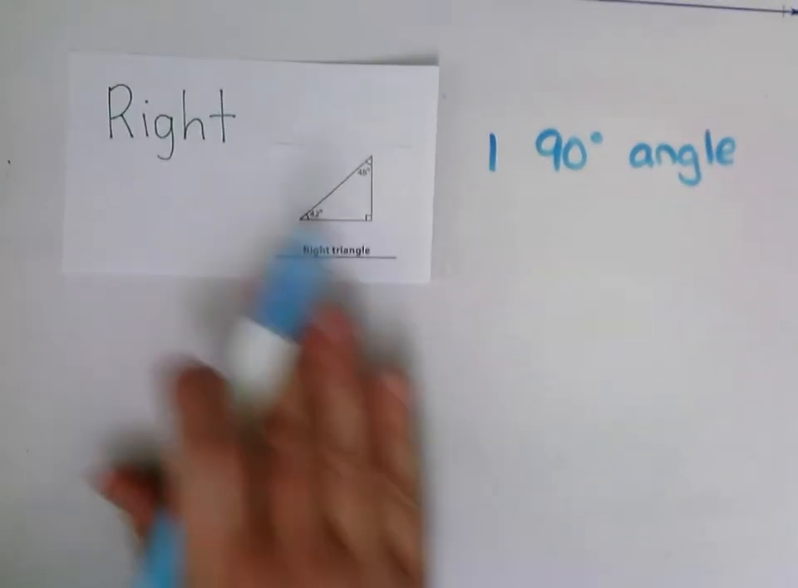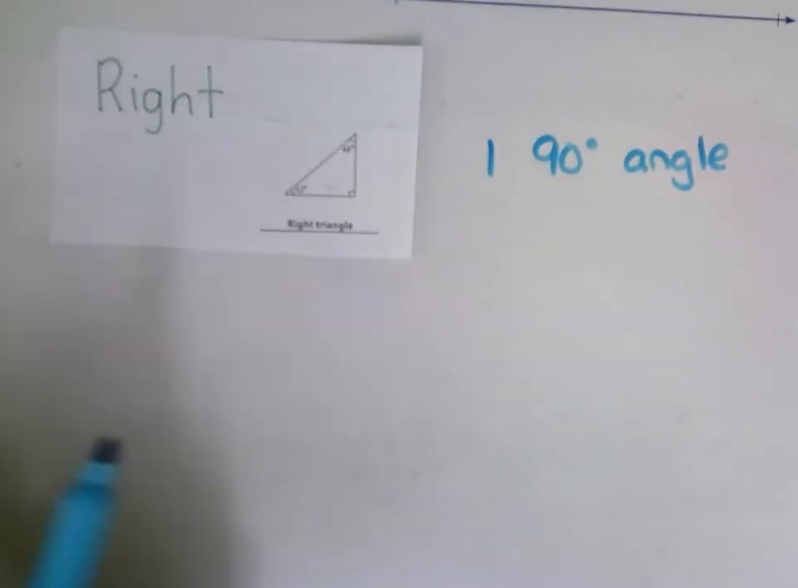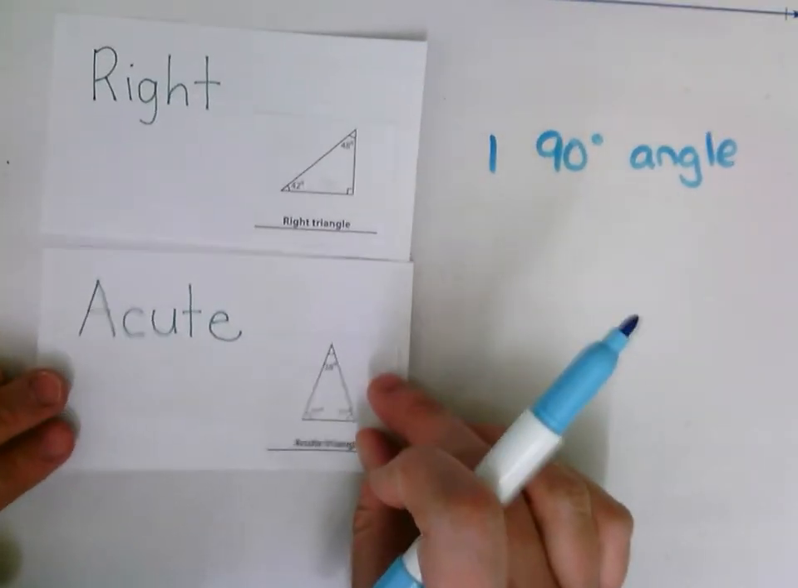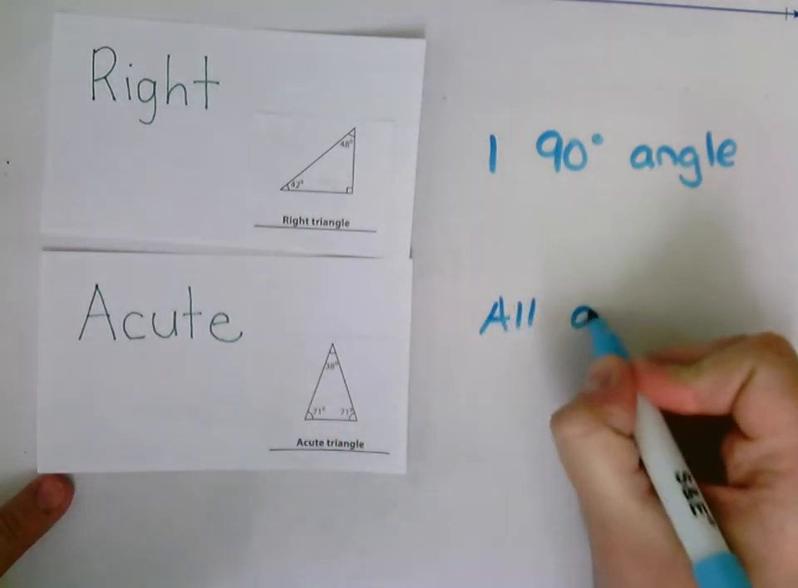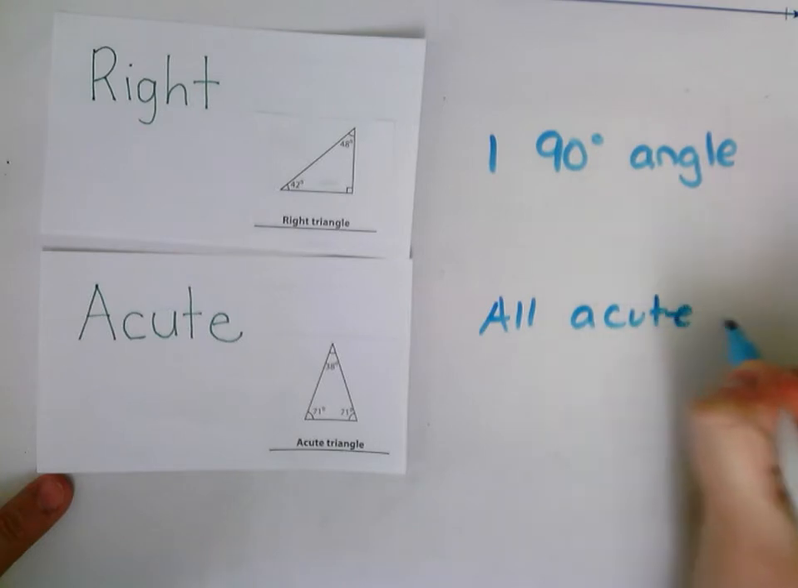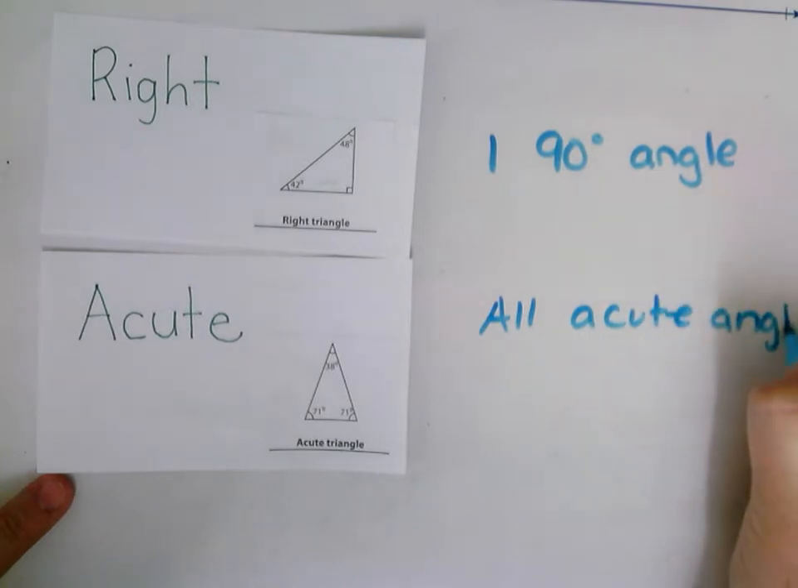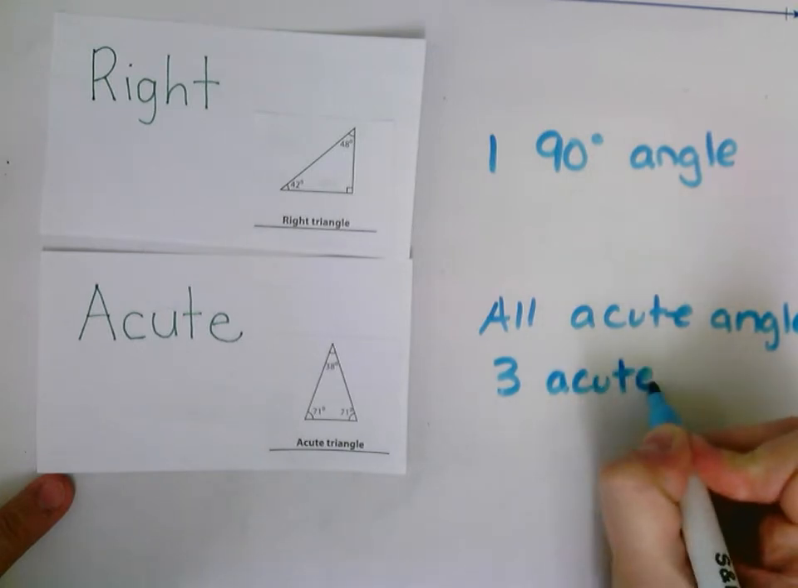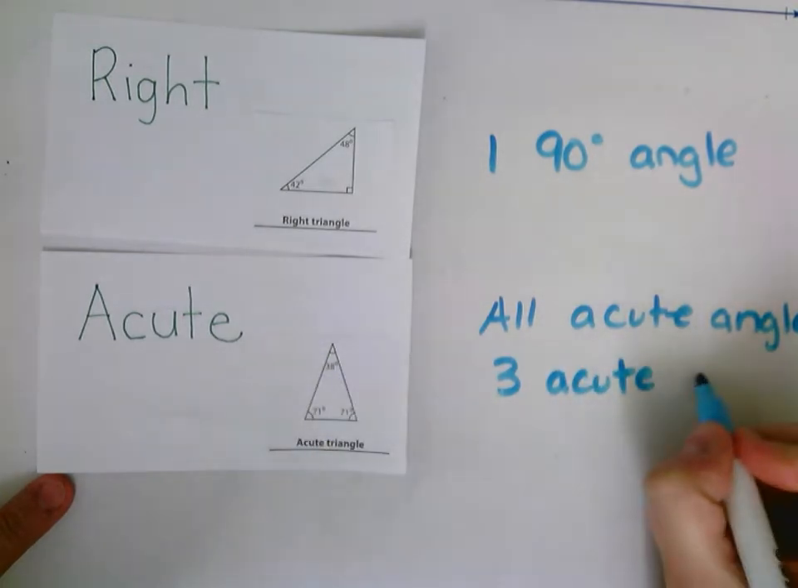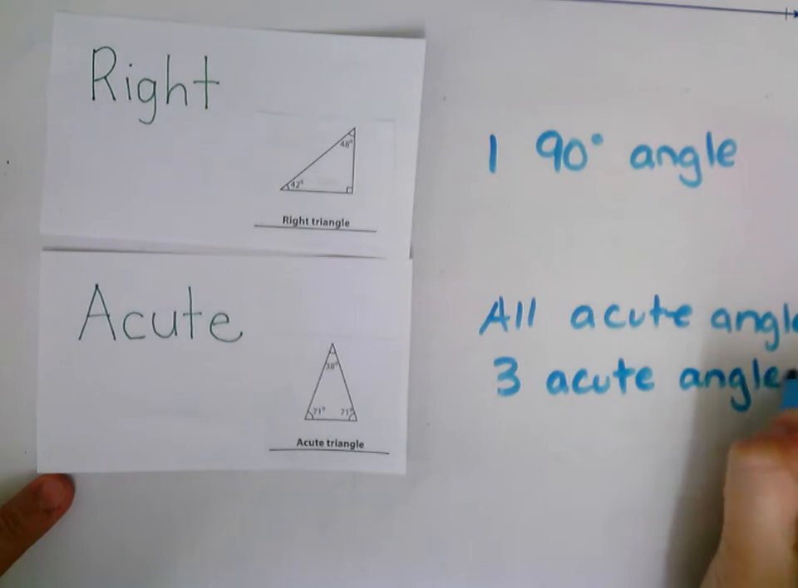Okay, the next type of triangle that we're going to talk about is an acute triangle. An acute triangle has all acute angles. And that means it has three acute angles because a triangle has three angles, three acute angles. All of the angles are acute.